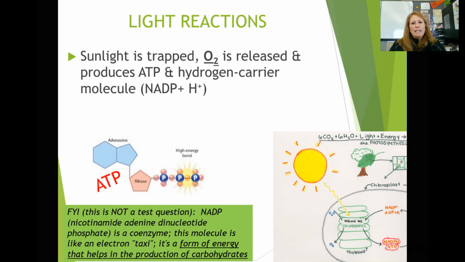So light is going to come in. The light reactions require sunlight. Oxygen is going to be given off, and what else is going to be produced is ATP and this hydrogen carrier molecule, the NADP, and it's going to carry the hydrogen.